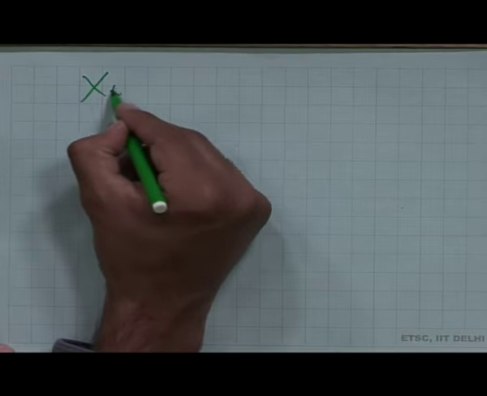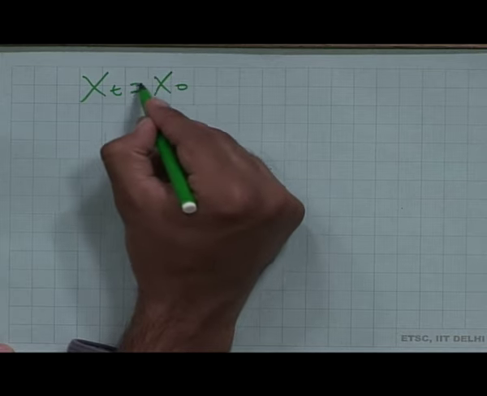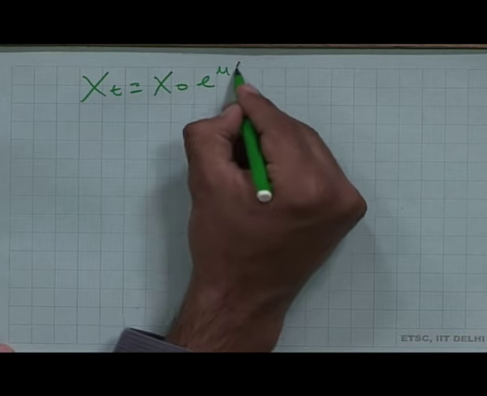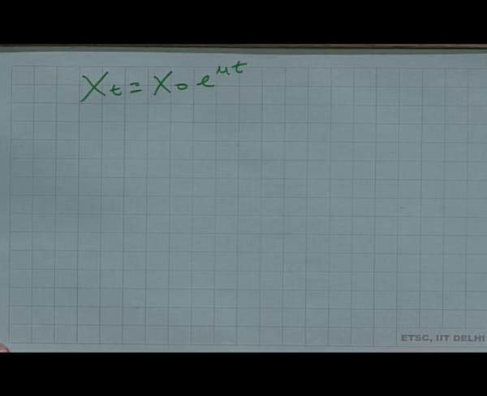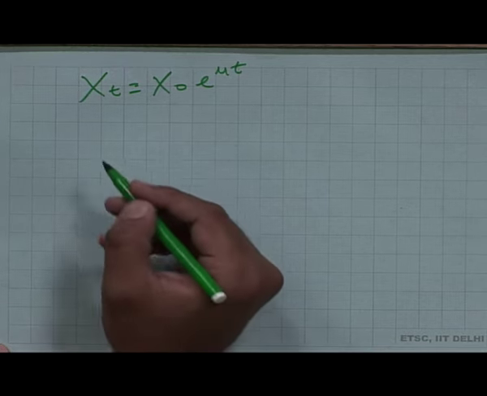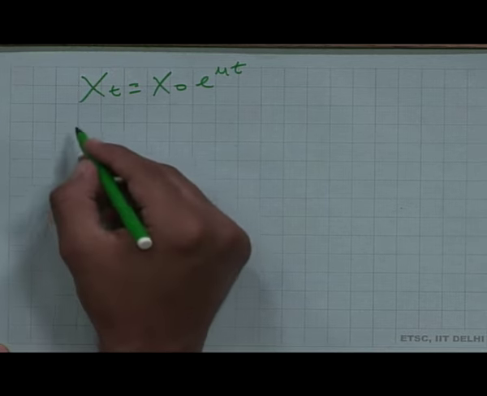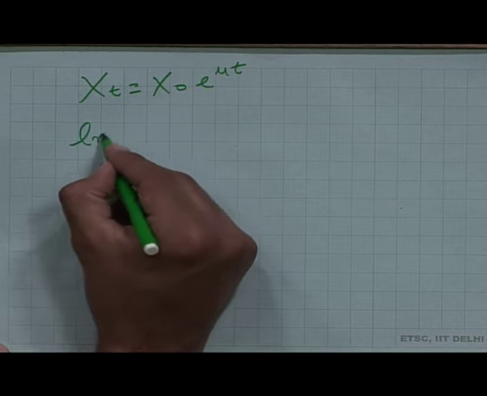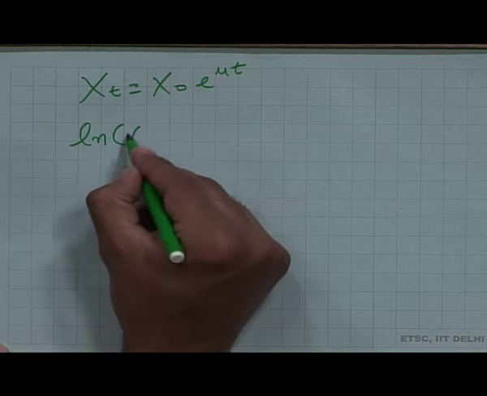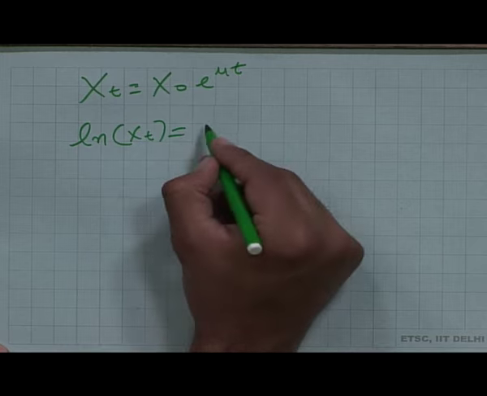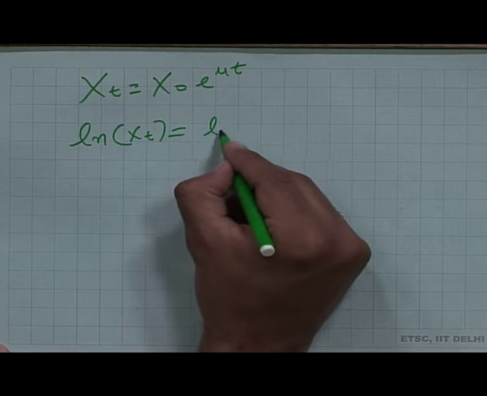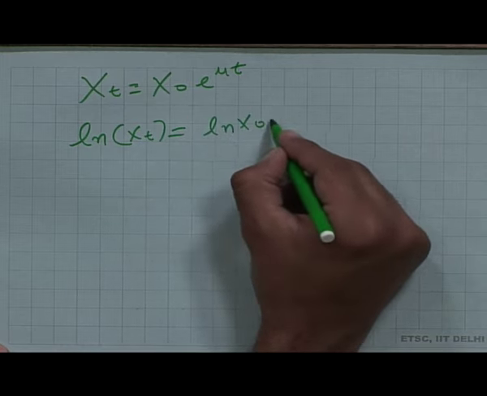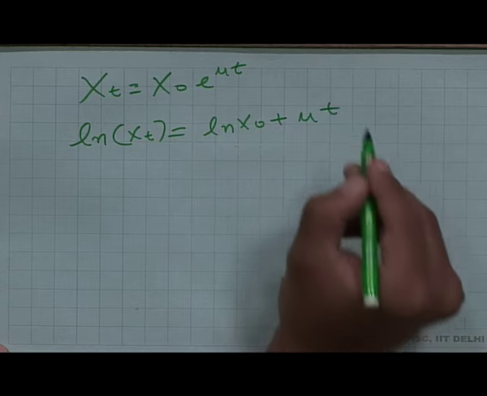Okay. So, what we have is x t equal to x 0 e to the power mu t. Okay. Now, if I take ln of this, which means ln of x t is equal to ln x 0 plus mu t. Okay.